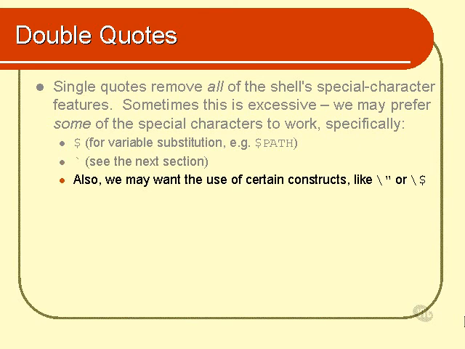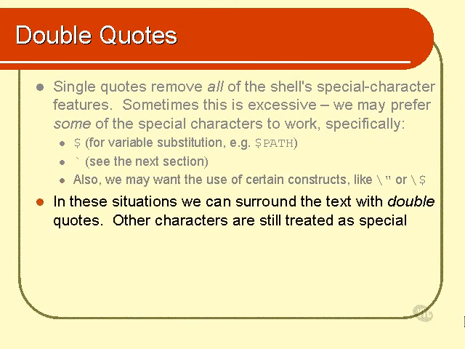Also certain constructs may be very useful to us, like using the backward slash character to render certain other characters non-special. I know this is very confusing, so we're going to have to look at an example. If we surround the given text with double quotes instead of single quotes, then the above 3 different types of features will still remain special, while the other characters will be non-special. So that's actually a typo on the screen in front of you. That should be, the other characters are still treated as non-special. Let's look at that example.